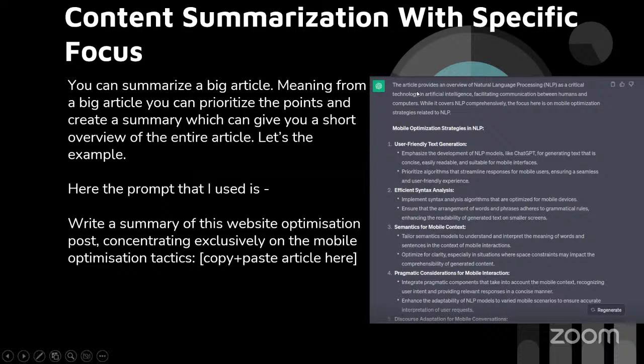Okay. So the article provides an overview of natural language processing as a critical technology in artificial intelligence, facilitating communication between humans and computers. While it covers NLP comprehensively, the focus here is on mobile optimization strategies related to NLP. So you can see it is giving us various mobile optimization strategies in NLP: user-friendly text generation, efficient syntax analysis, semantics for mobile contexts, pragmatic considerations for mobile interaction.